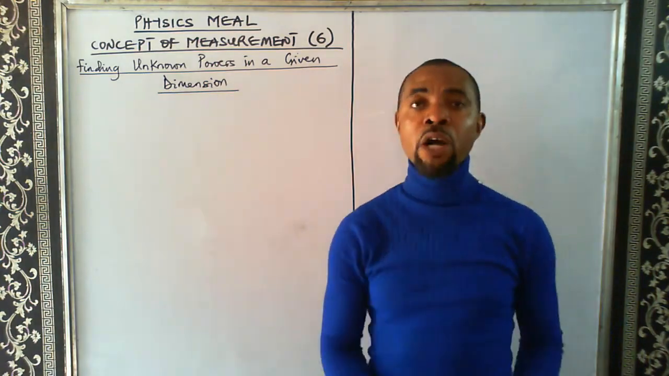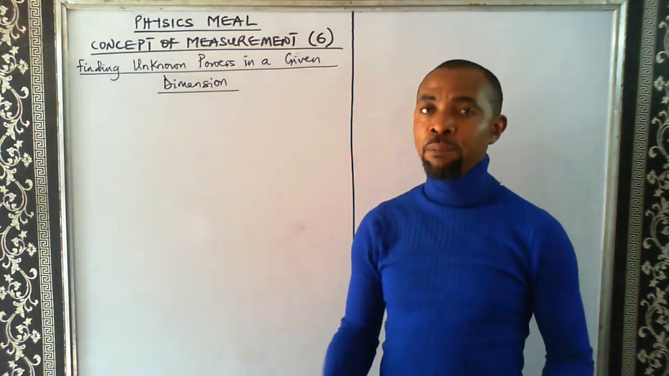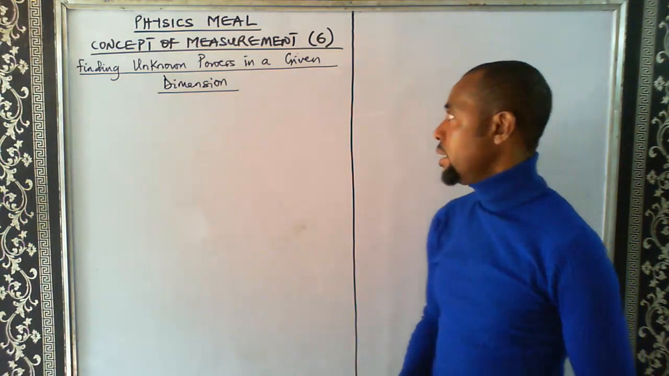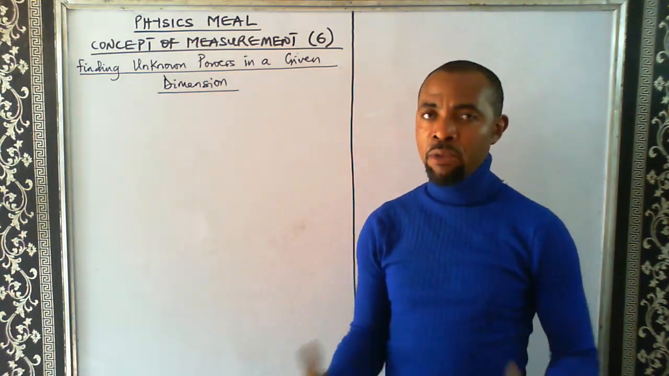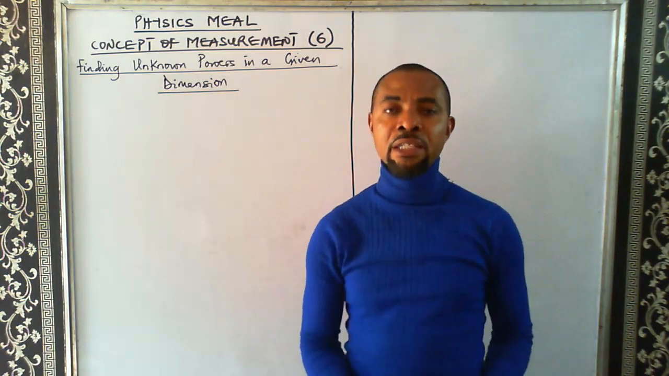So today we are going to find the unknown powers in a given dimension. When we have a dimension with unknown powers, we are going to see how we can actually find the unknown powers.